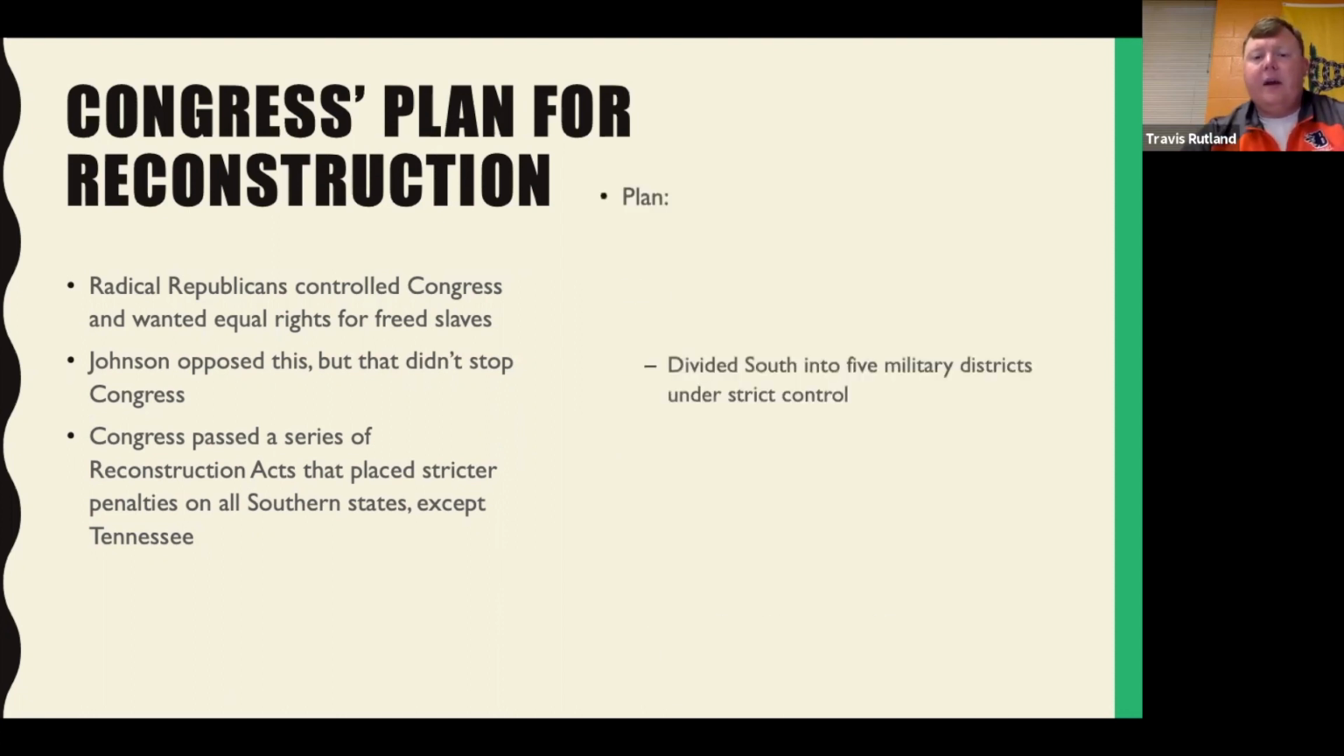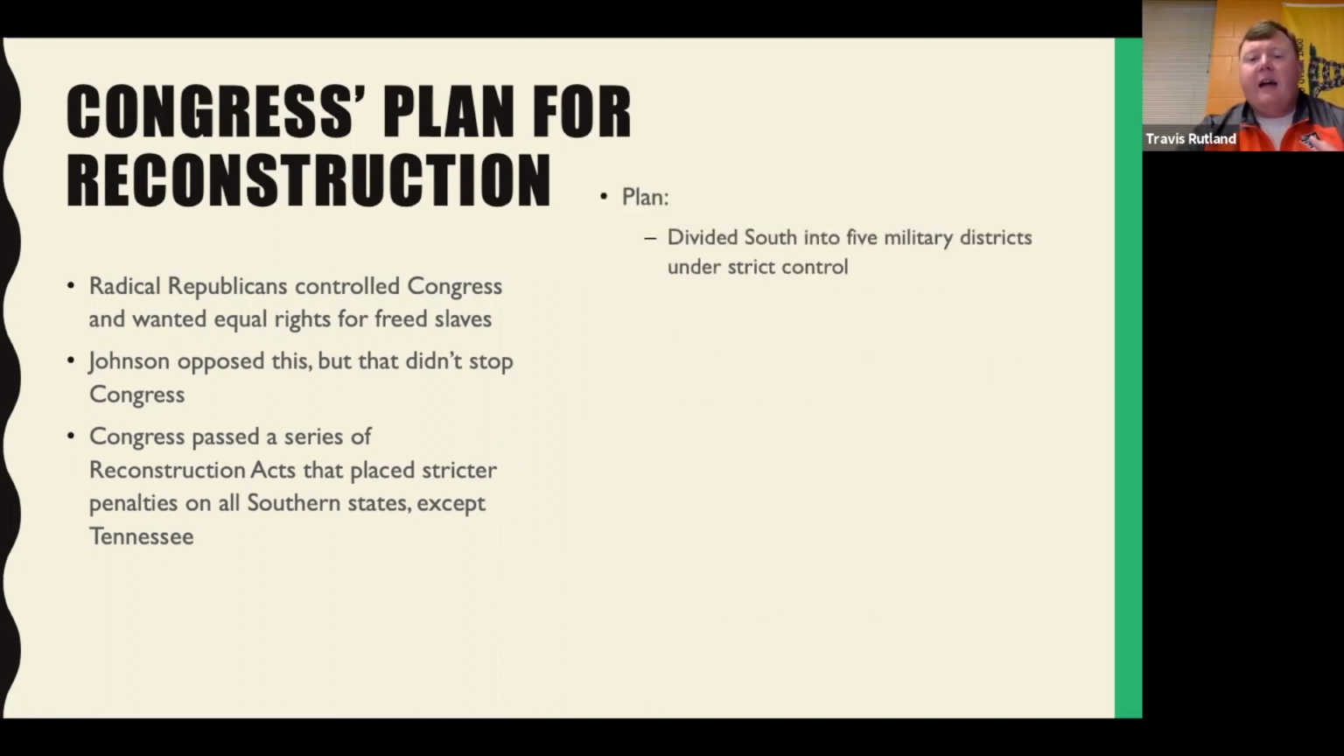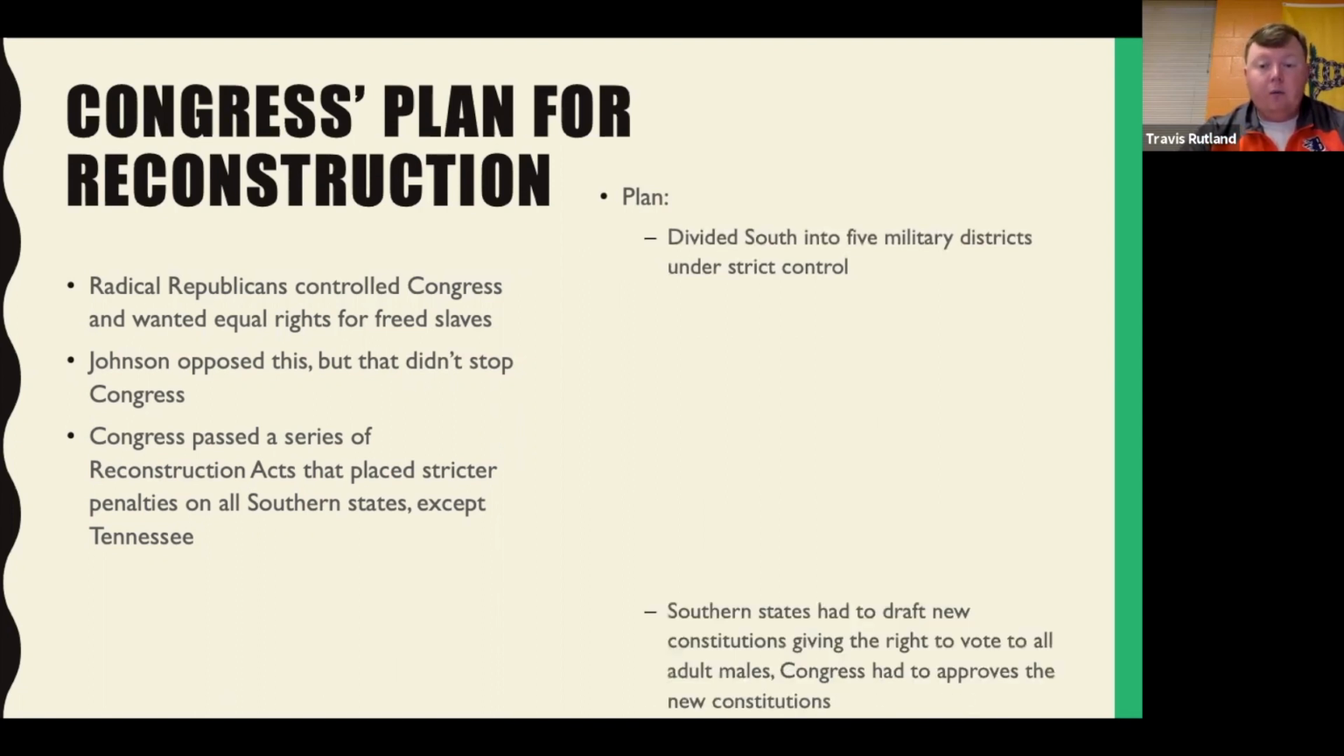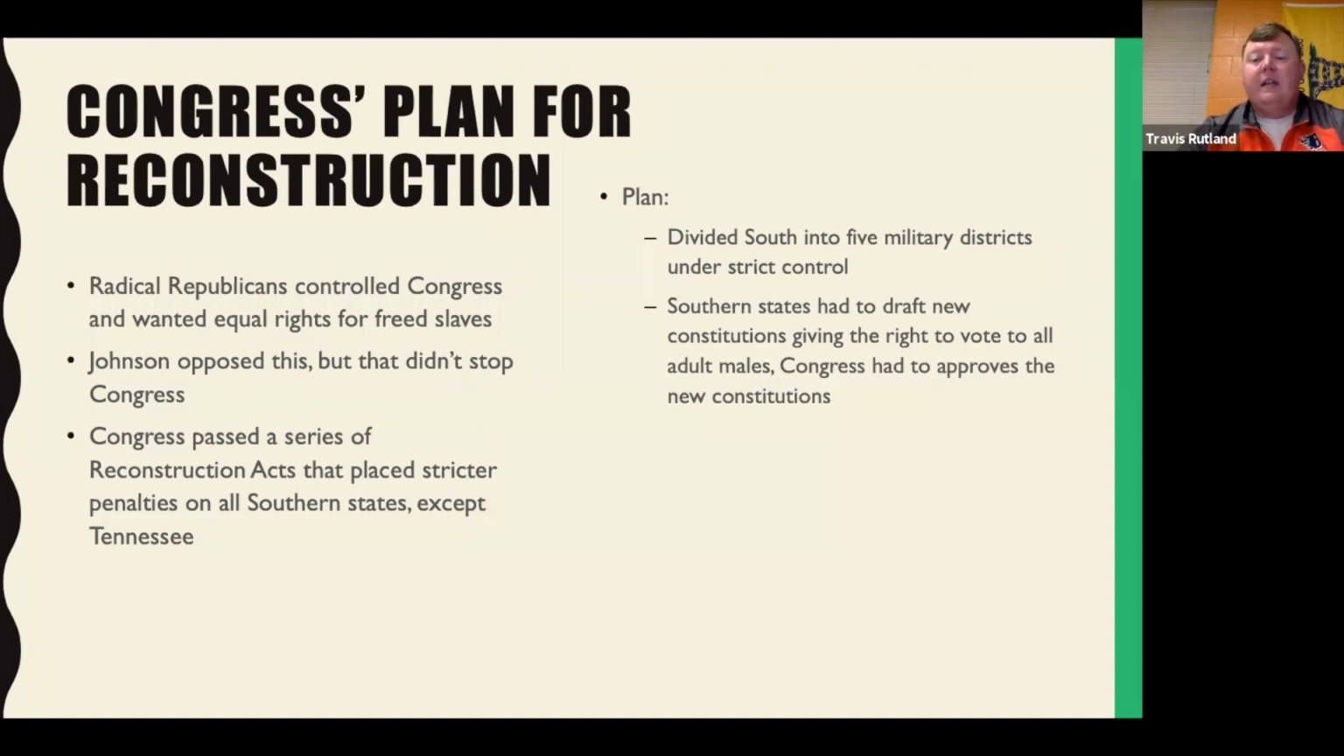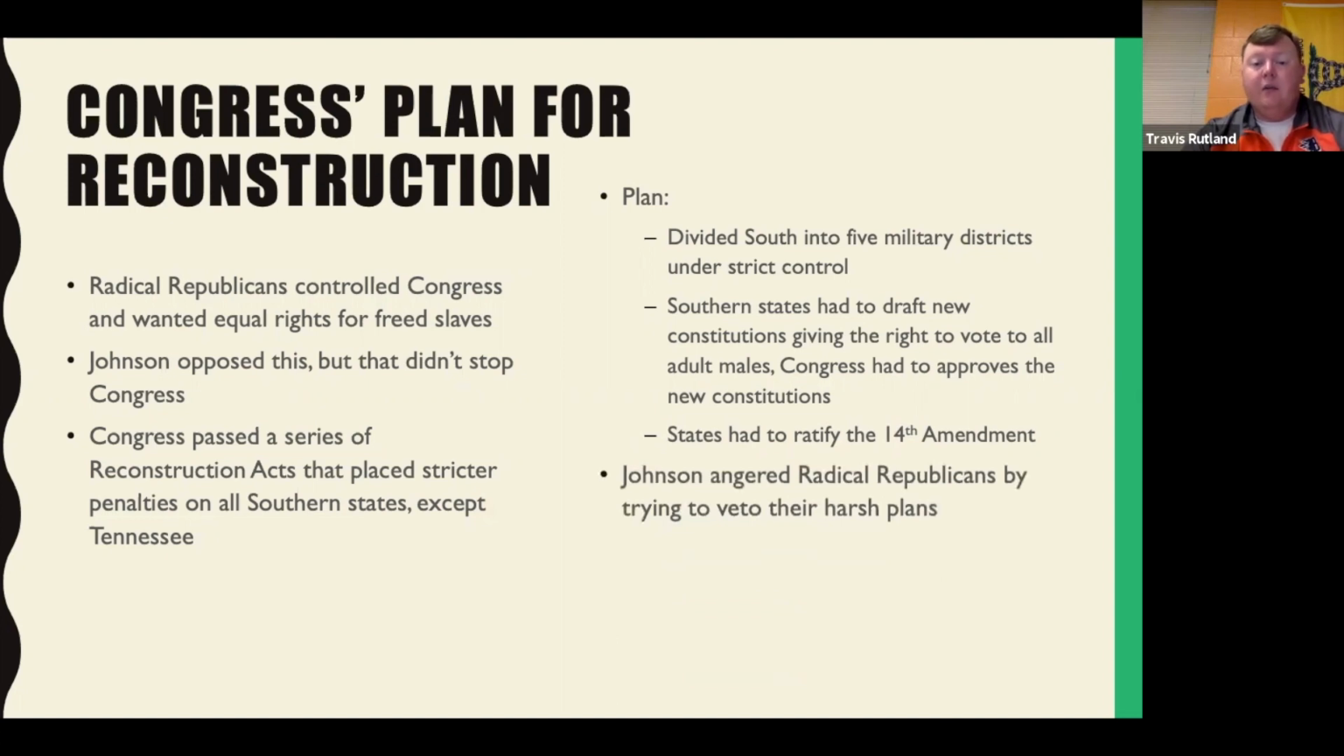So Congress's plan is to divide the South into 5 military districts under strict control. Southern states had to draft new constitutions giving the right to vote to all male adults. And Congress has to approve these new constitutions. And the states had to ratify the 14th Amendment. So those are kind of the 3 requirements of Congress's plan.